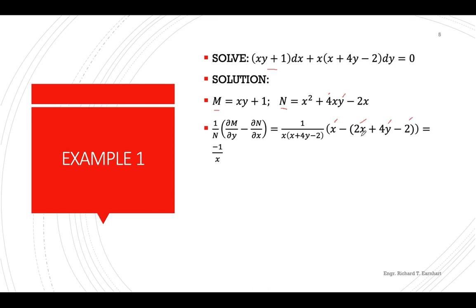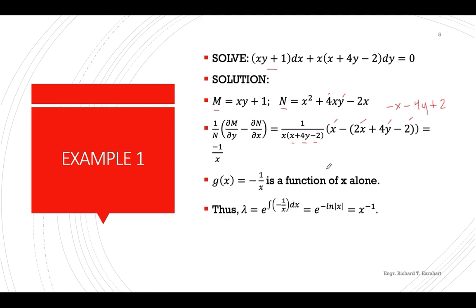And then simplifying this, so this is minus 2 minus x, minus 4y, and then plus 2. Observe that if you factor out a negative here, that will give you positive x, positive 4y, minus 2. So therefore you have negative 1 here, so this will just cancel out. But you have a negative 1 here, and then x. So therefore, this is a function of x alone. The first theorem is satisfied. Then you can compute for lambda using this formula.